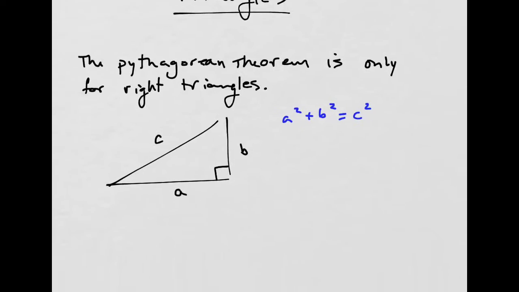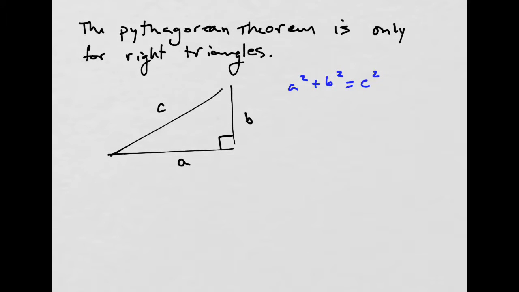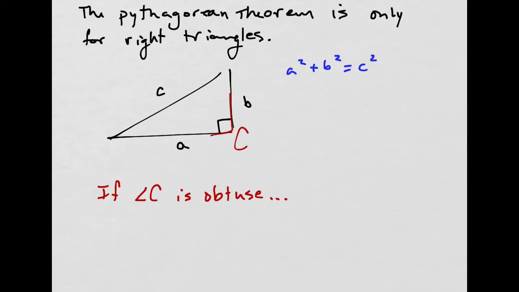There's something that happens though. If we don't have a right triangle, we kind of have something. Hopefully it makes sense, and I'm going to try and explain it here. So this angle I'm going to call capital C. Capital C, this angle right here. So that right angle. If capital C is obtuse, meaning it's greater than 90 degrees, then we have c squared being bigger than a squared plus b squared, right?